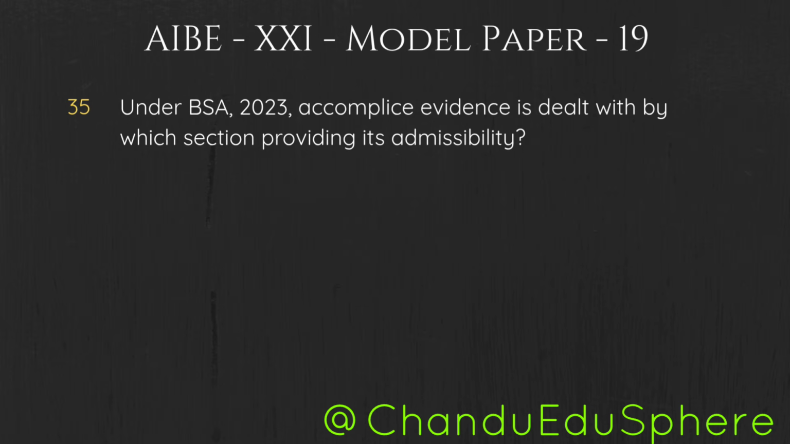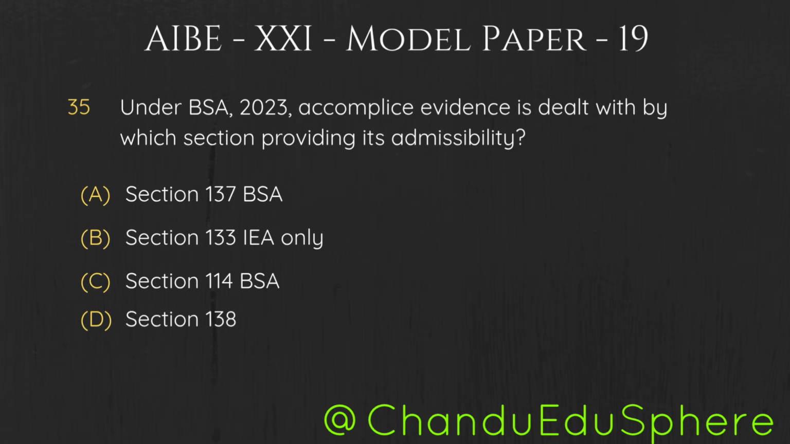Under BSA 2023, accomplice evidence is dealt with by which section, providing its admissibility? Section 138 of the Bharatiya Sakshya Adhiniyam 2023, mirroring Section 133 of the Old Evidence Act, declares an accomplice is a competent witness against the accused, and a conviction is not illegal merely because it proceeds on his uncorroborated testimony.